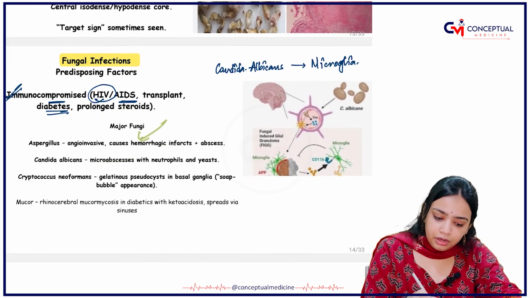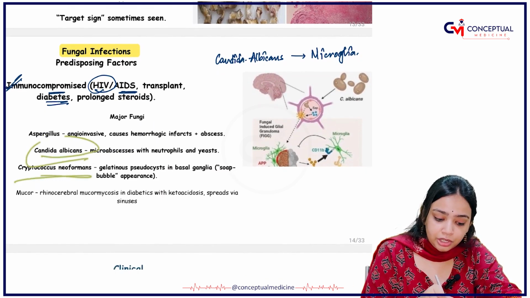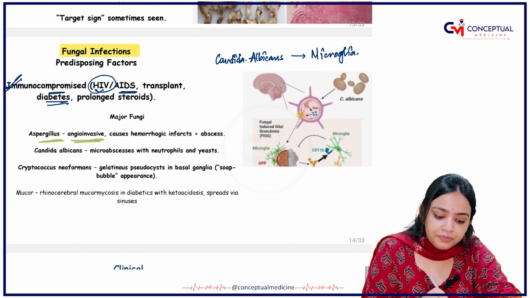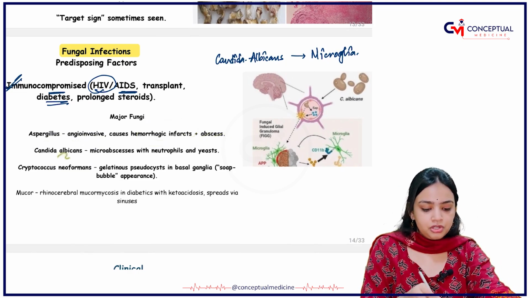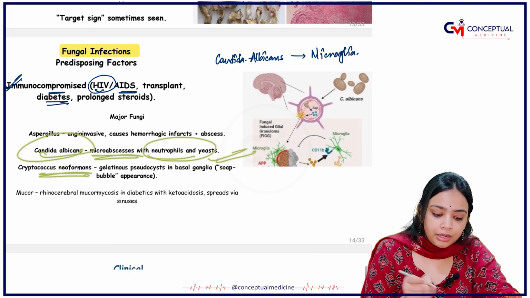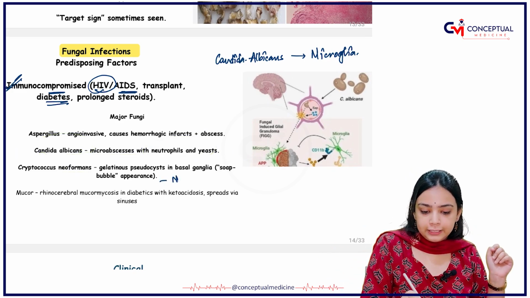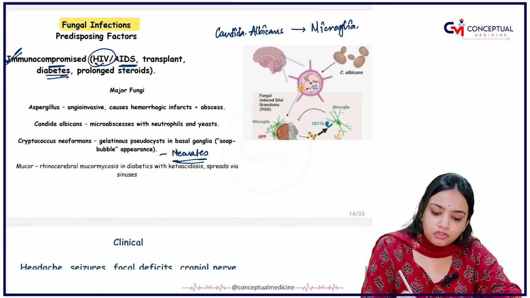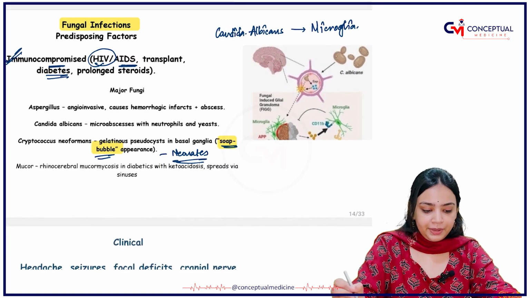neuropathic patients. Okay, the major fungi that you have: first one is Aspergillus, then you have Candida albicans, then you have Cryptococcus neoformans. In Aspergillus, it is angioinvasive and causes hemorrhagic infarcts with abscess. In Candida albicans, you have microabscesses with neutrophils and yeast. In Cryptococcus neoformans, see, neoformans means it is mainly seen in the neonates, okay. It gives you a soap bubble appearance.